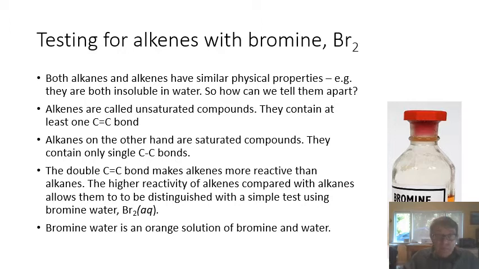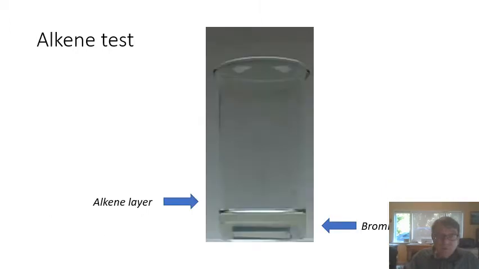Both alkanes and alkenes have similar physical properties. Alkenes are what we call unsaturated hydrocarbons. They have at least one C=C double bond. Well, actually, alkenes have one. Alkanes have just single bonds between carbons. And the C=C double bond makes them more reactive. So we can use the reaction with bromine. Let's just see if this works.